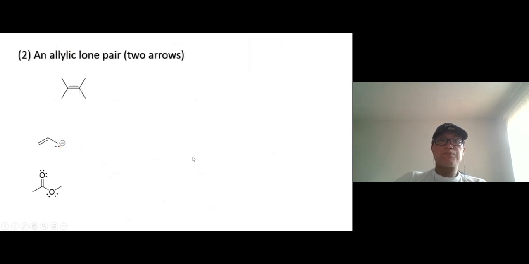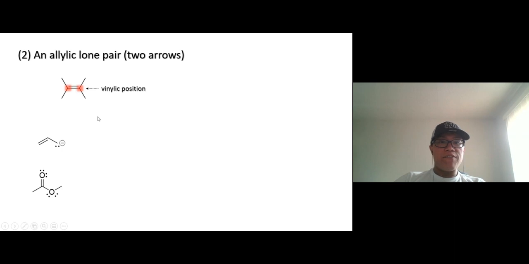The next pattern is called allylic lone pair. Now we're going to use 2 arrows here. What do we mean by allylic? Let me clarify the technical terms real quick. Two words for you, which we're going to use in chapter 4.